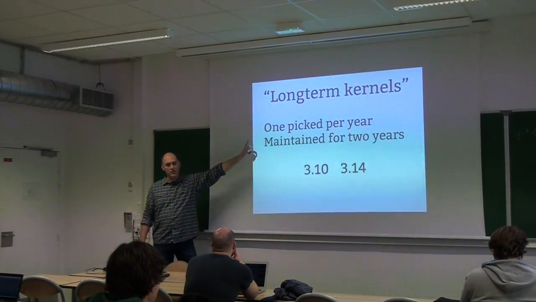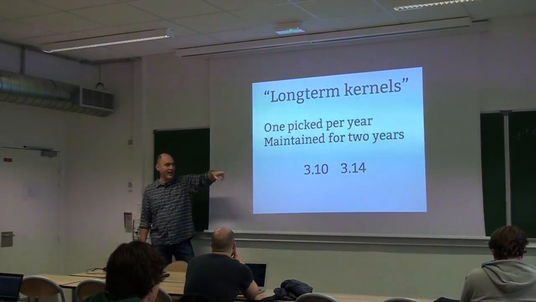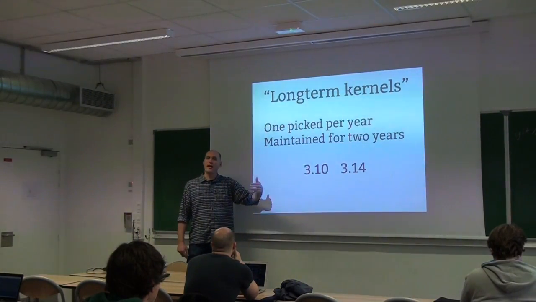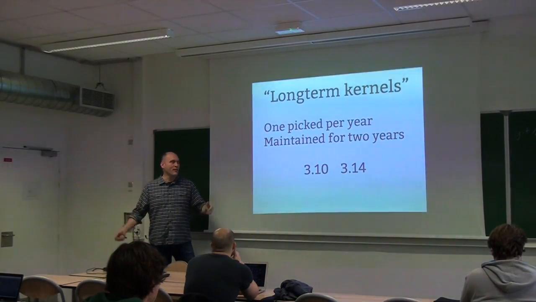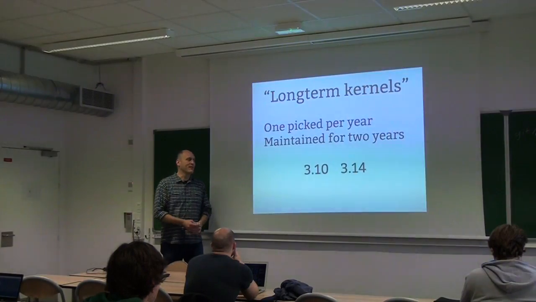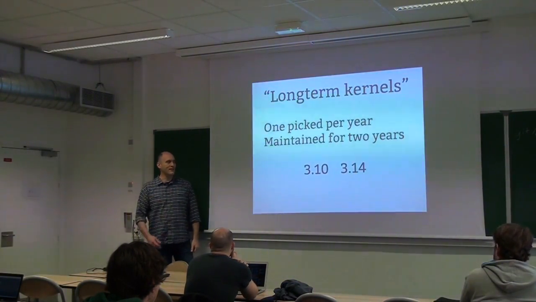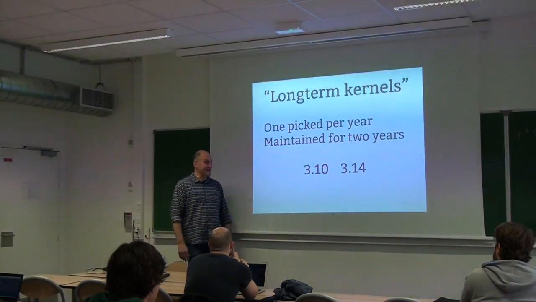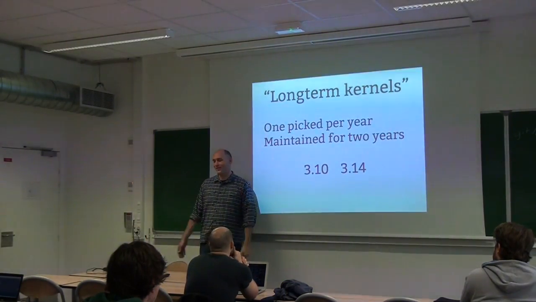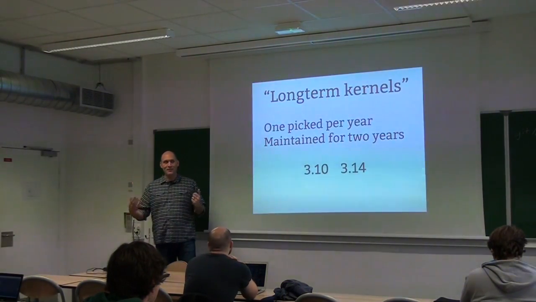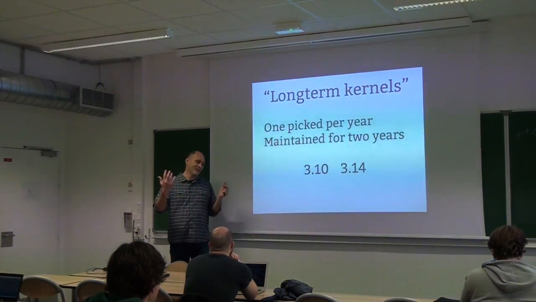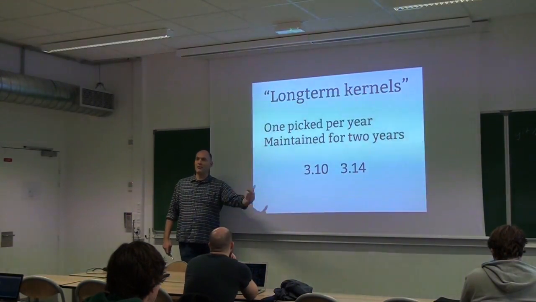When I pick these long-term kernels, we've learned over the years we can't pick them ahead of time. I can't tell the world, hey, 3.19 is going to be the long-term kernel. Because then all the kernel developers that work at different companies start throwing crap in. We made that mistake in the past, and we have horrible kernels. You'd think that developers would know better, but it turns out we don't. So I pick them after they're released.